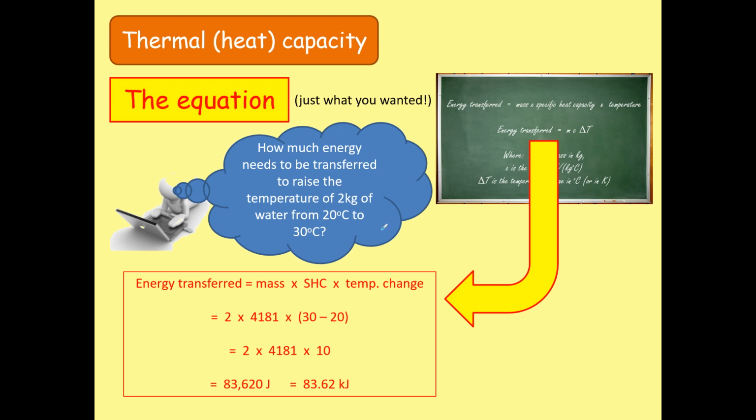Now let's have a numerical problem. How much energy needs to be transferred to raise the temperature of 2 kilograms of water from 20 degrees Celsius to 30 degrees Celsius? So how much is delta T? That is from 20 to 30. So delta T would be the change in temperature, and that is 10 degrees Celsius. We have increased the temperature by 10 degrees, right? And how much energy is required to increase the temperature?